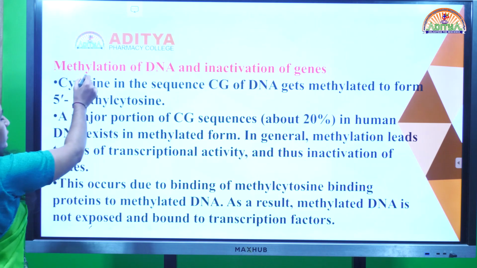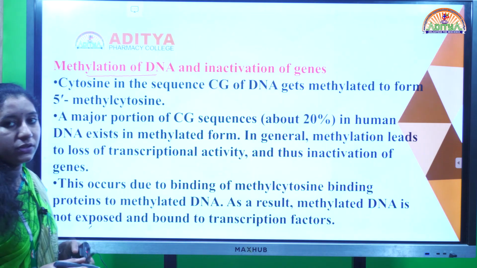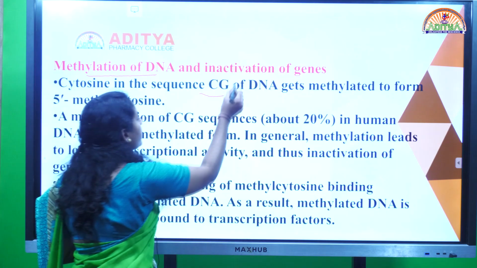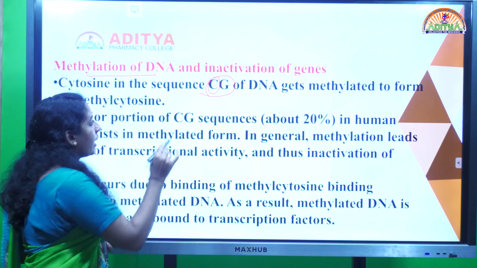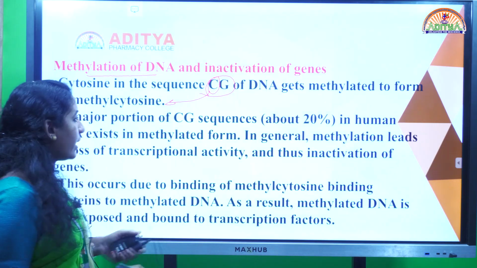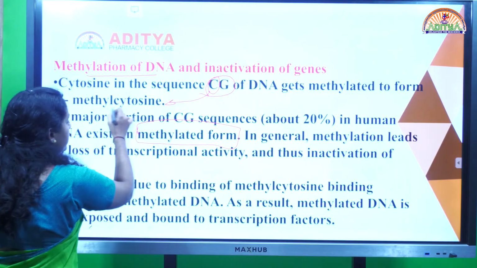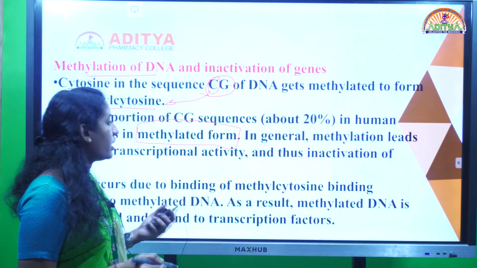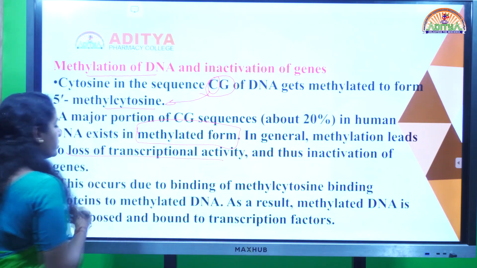Coming to this, methylation of the DNA also causes the inactivation of genes. In the cytosine and guanine sequences of DNA, the cytosine exists in the methylated form to form methyl cytosine. About 20% of these cytosine and guanine sequences in humans exist in the methylated form, and methyl cytosine is formed. But in general, methylation leads to the deactivation of the gene expression process. So it leads to the loss of transcription activity and inactivates the gene.